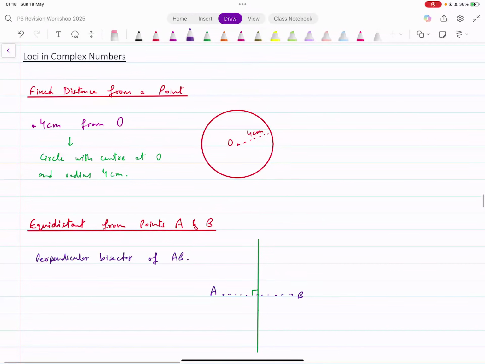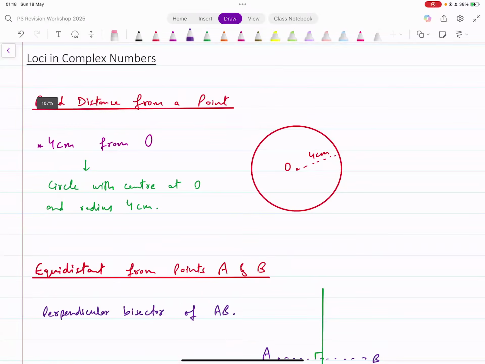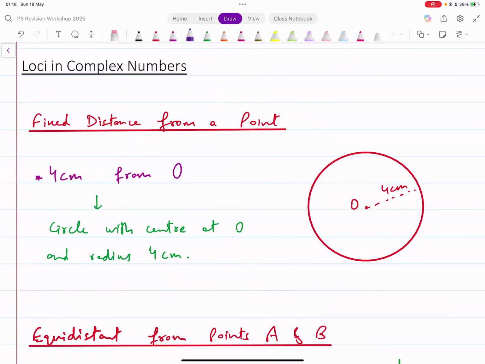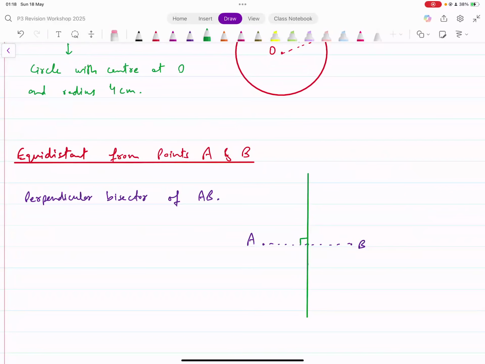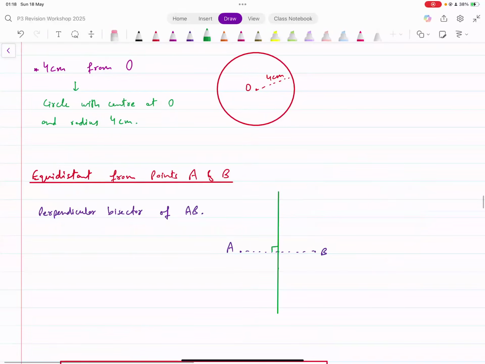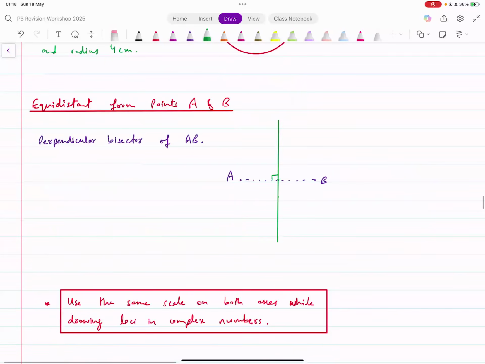Okay, next we've got loci. You have loci in complex numbers. Now there are three different types of loci that you would have here. Number one, fixed distance from a point. If you are at a fixed distance from a point, that locus is a circle. If you have 4 centimeters from O, for instance, that means it's a circle with radius 4 centimeters and center at the point O. If you are at an equal distance from 2 points, that's the perpendicular bisector of those 2 points. These are two loci that you have. And the third one will be of argument. We'll talk about that later.